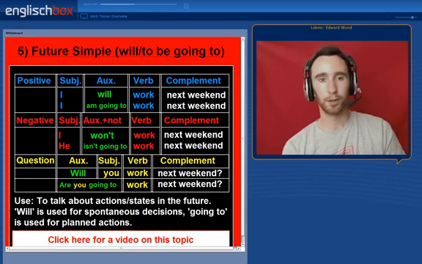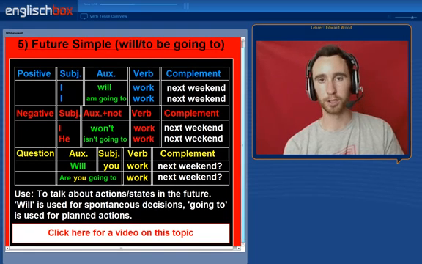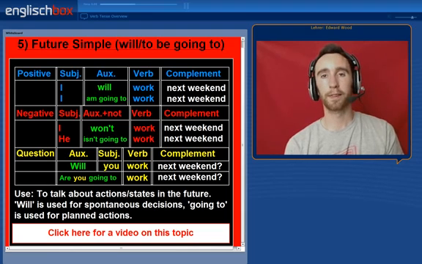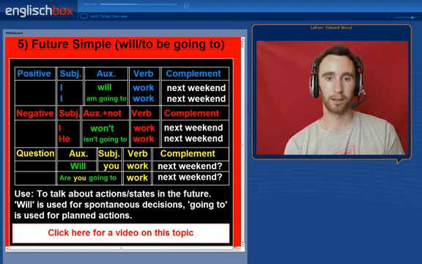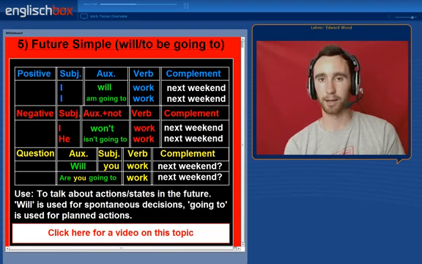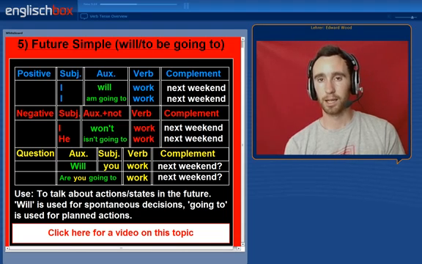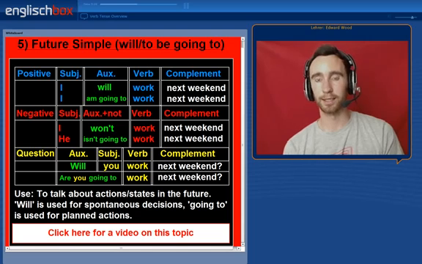So moving on now to the future tenses, we have the future simple. Here you have two options, with will or with going to. So with will, you just need to use will as the auxiliary. I will work next weekend, which is then followed by the infinitive. But you can also use going to. I am going to work next weekend. In many situations, these are quite interchangeable.